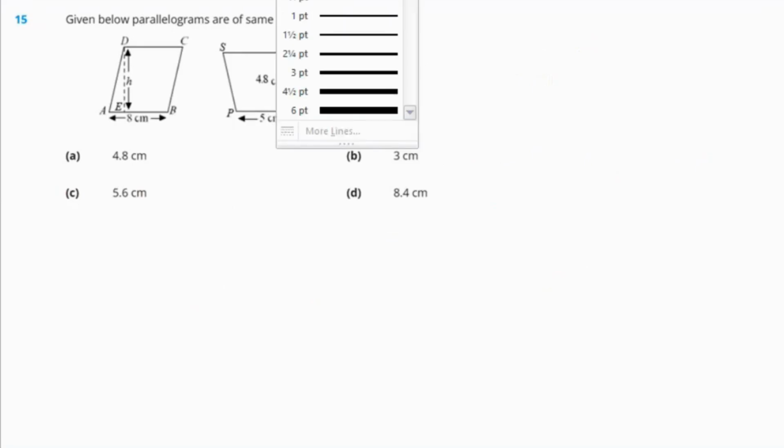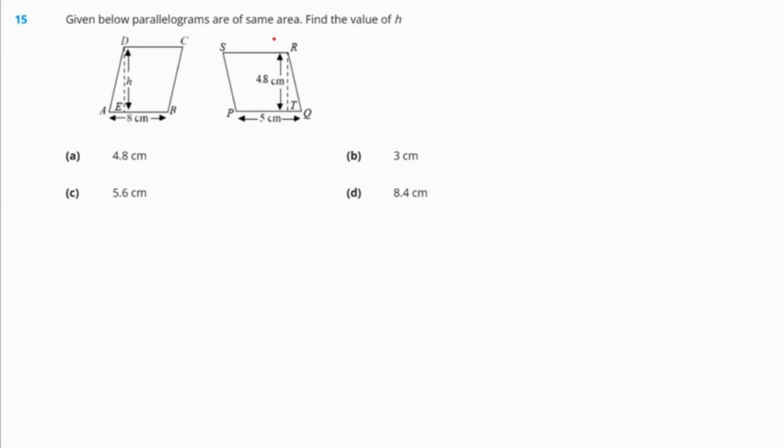Now the next one is: given below parallelograms are of the same areas, we are supposed to figure out the height since they are having the same areas. And we already know the area of a parallelogram should equal base times height.